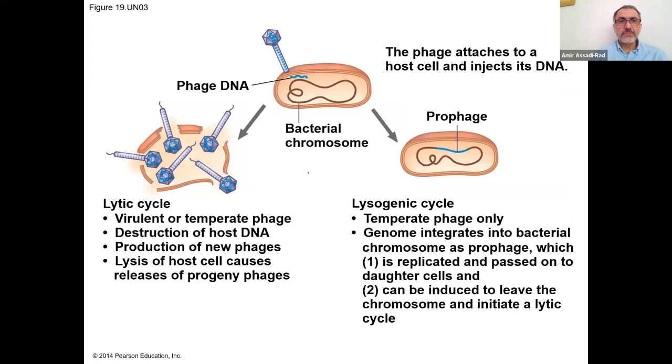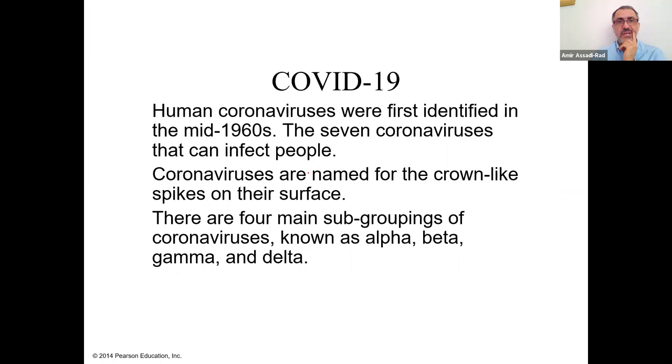Here again, you're comparing the lysogenic and lytic cycles, very good. COVID-19, let's have a few words about it, and then move on, and then we'll finish the chapter. Coronaviruses were first identified in the 1960s, and there are seven coronaviruses that can infect humans. Coronaviruses are named for the crown-like spikes on their surface, almost like the influenza virus, with some variation. And there are four main subgroups of coronavirus: alpha, beta, gamma, and delta.